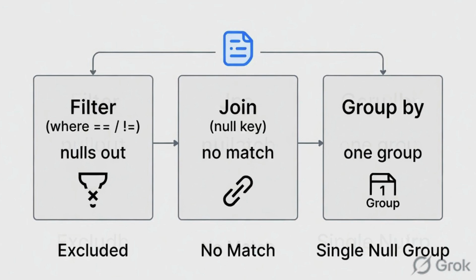Right box, group by a column that has nulls. All the nulls collapse into exactly one group. Not scattered, not ignored. One single null group. See the single group icon. One group. These three rules trip people up constantly, but once you internalize them, filter excludes nulls, join ignores null keys, group by collects nulls together, your queries become way more predictable and bug-free.